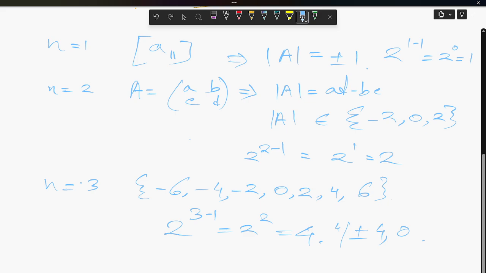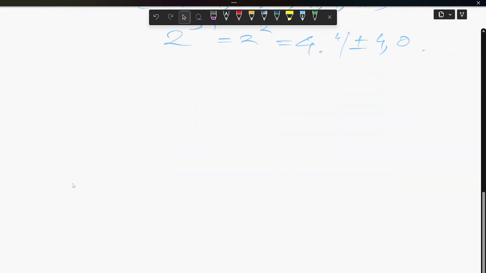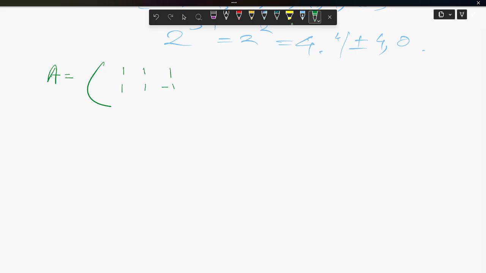Now plus or minus 2 and plus or minus 6, are these possible? Let's see if we can get the determinant of A equal to 2. So for example, let us take a matrix: 1, 1, 1, then 1, 1, minus 1, then 1, minus 1, 1. Very good. So then let us calculate the determinant of it.